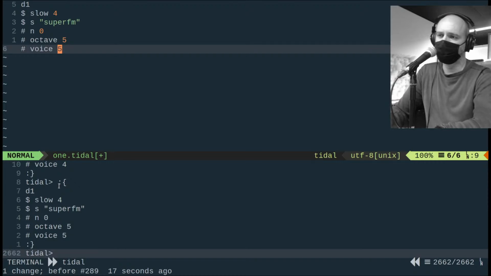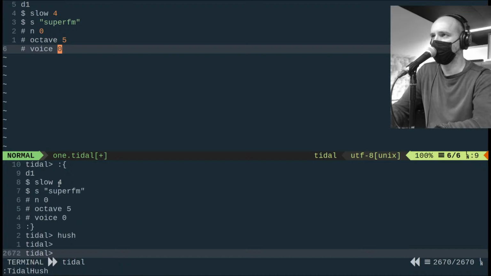Okay, so these are the 5 presets. Number 0 is yours, the one we've been using so far during the whole tutorial. And now it's just 6 sinusoidal waves at ratio 1. And I think that's it for the Superfm.